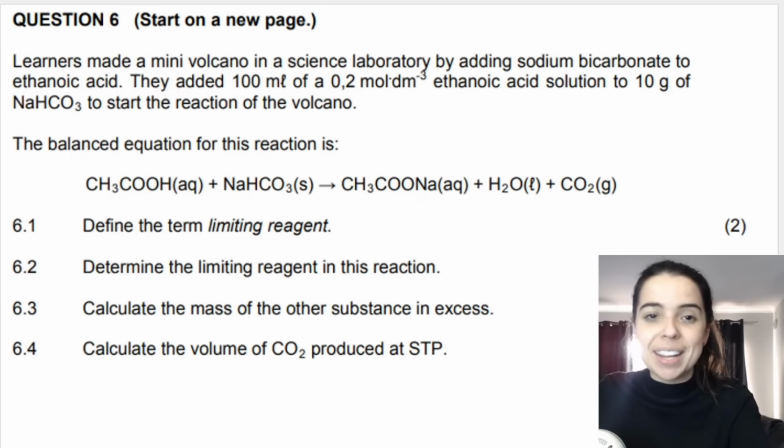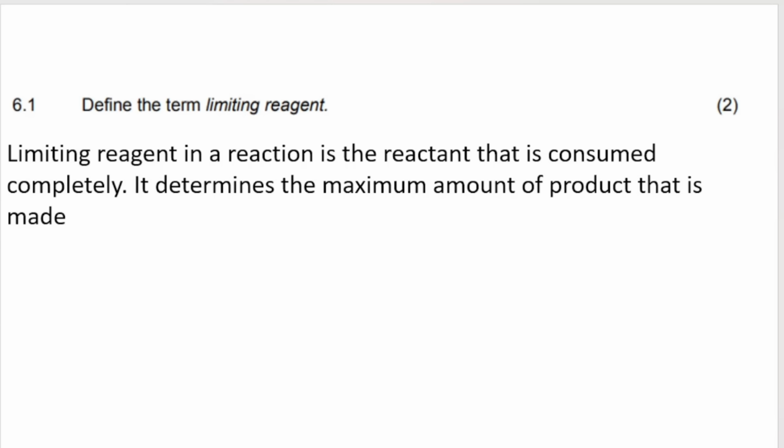So let's jump right in, 6.1. Now the definition of a limiting reagent is: the limiting reagent in a reaction is the reactant that is consumed completely. What that means is that it is used in its entirety. There's not a drop of it left, there's not a gram of it left, there's not a mole of it left. All of it is used up completely. It runs out first. And, very important, it determines the maximum amount of product that is made.